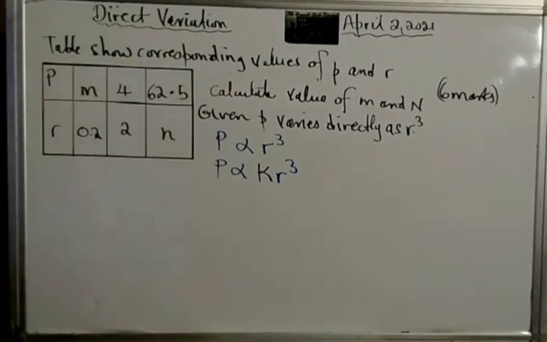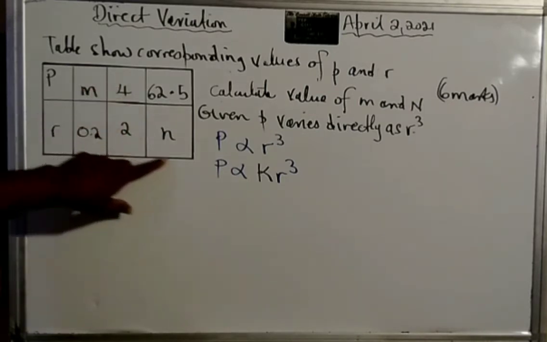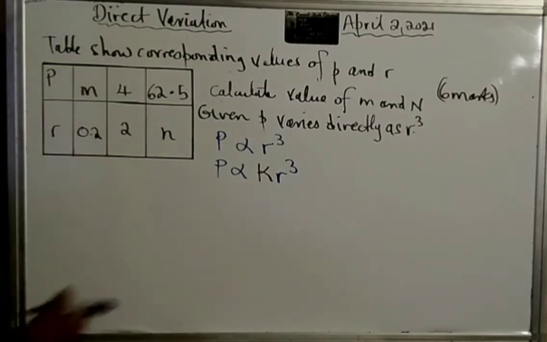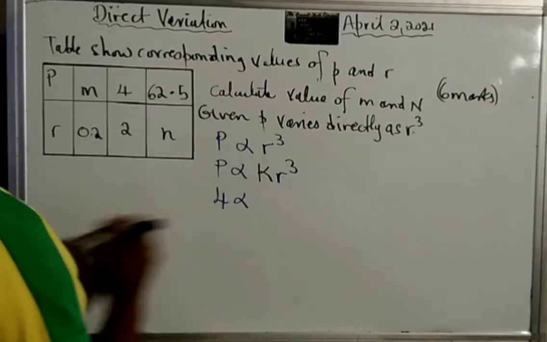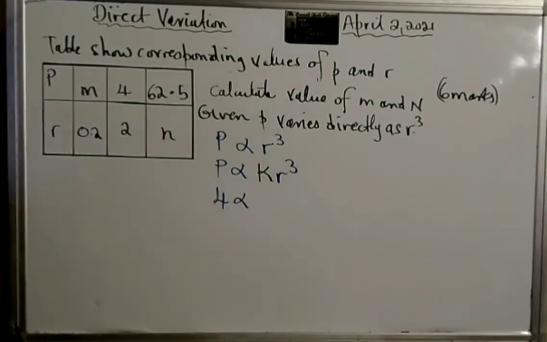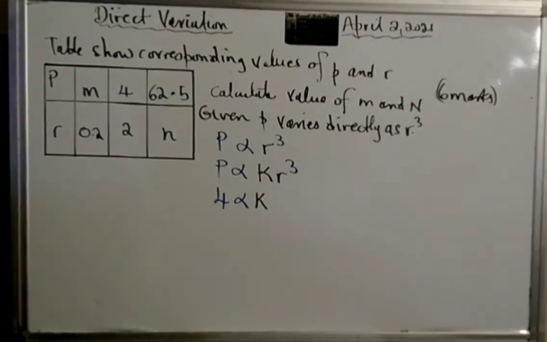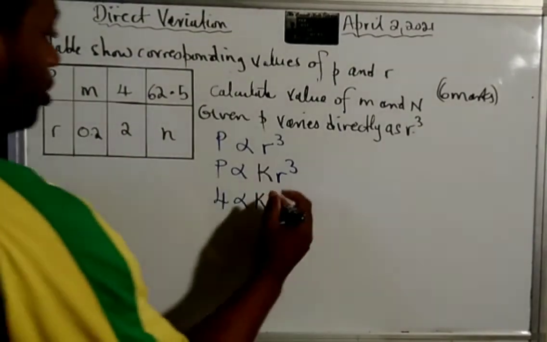Now what I want you guys to do is look at the ones that are complete. For example, they give us 4 and 2. So we are going to use this to determine the relationship between P and R. Put in what we know, the information, and then we solve for K. P is 4, so we put the 4 there. We don't know K, so we put K there. But we know R. R is 2, so this is 2 cubed.